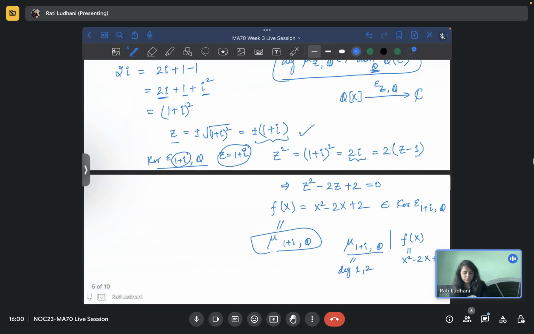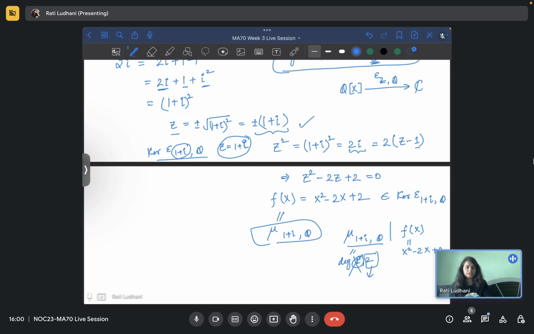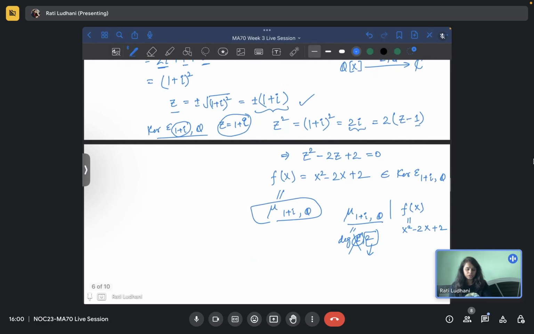So 1 is gone because it does not belong to Q, the root of 2i, which is 1 plus i. So degree 1 cannot be a possibility. Now degree 2. Just to be sure, you cannot have any other polynomial of degree 2. So for example, you have some x square plus ax plus b, if there is any other polynomial which is mu, my claim is that it has to be equal to this.